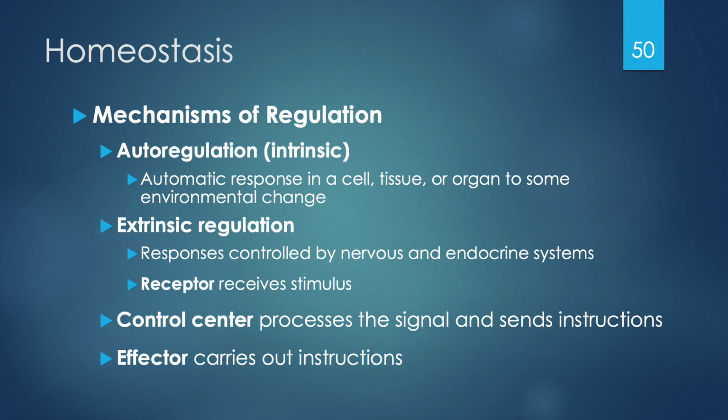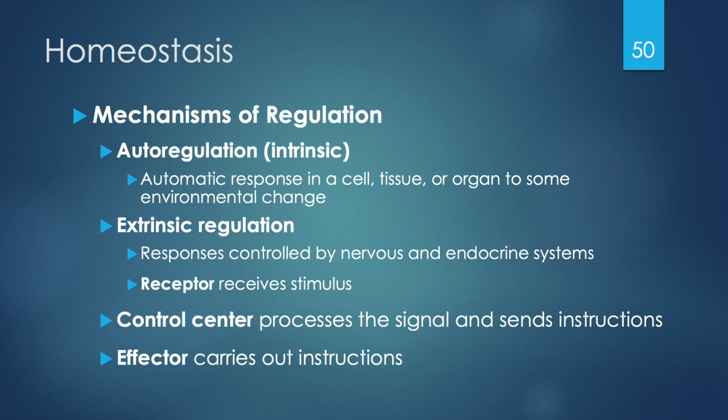So in this case, a receptor would receive the stimulus. For example, if you were to touch something that's very sharp with your finger, a nerve ending in your finger is the receptor, it receives the stimulus of something sharp, and then through your nervous system, you process the fact that this is sharp, I should pull my finger away from it, and of course you pull your finger away so as not to be injured. So that's an example of extrinsic regulation.